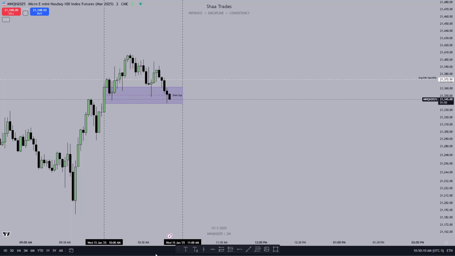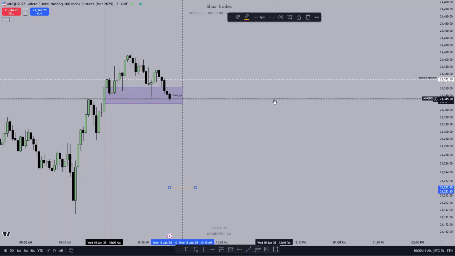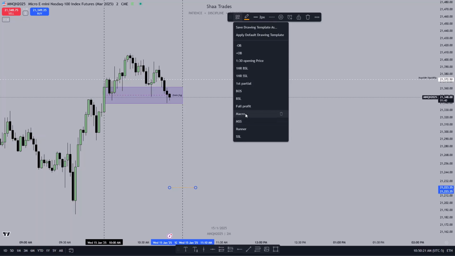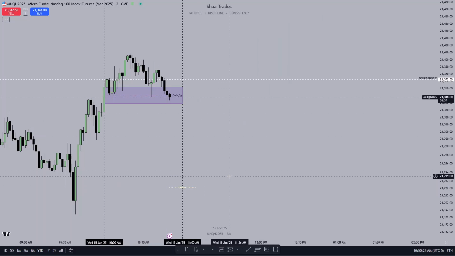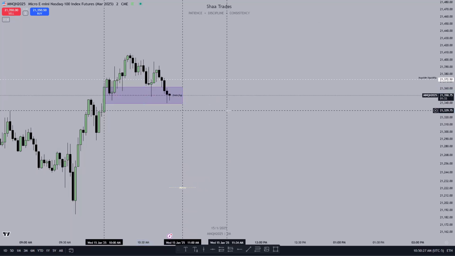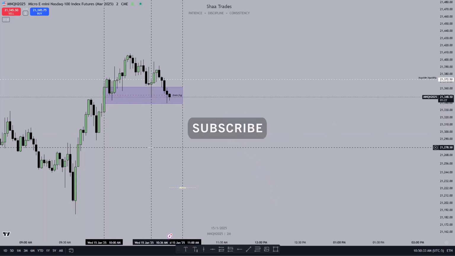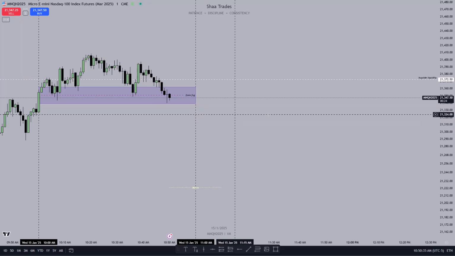Okay, so now we're in the 10:50. Let's mark this out to 11:10. So we're in that macro time right now. So it does look like this is going to be inverted. Let me drop down to the 1 minute, see what we have.